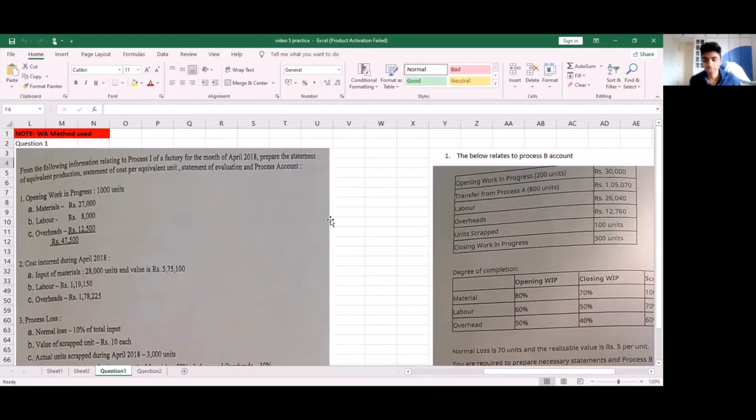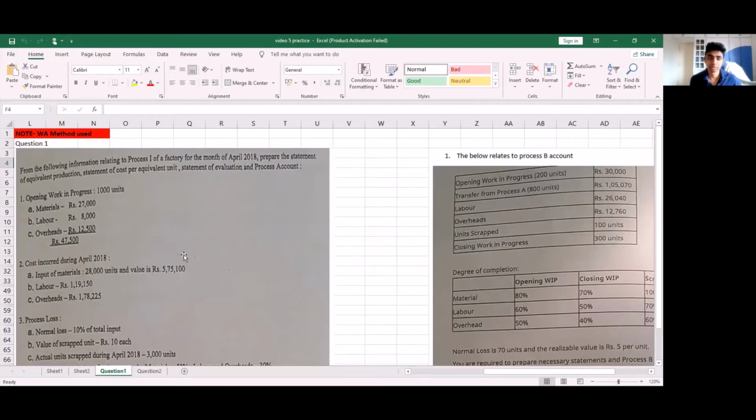You might notice that in our FIFO method question on the right-hand side, they have given us degree of completion for opening work in progress. That is, we have been given that materials 80% has been completed, labor 60% has been completed, overheads 50% has been completed. And this is not the case for weighted average method.